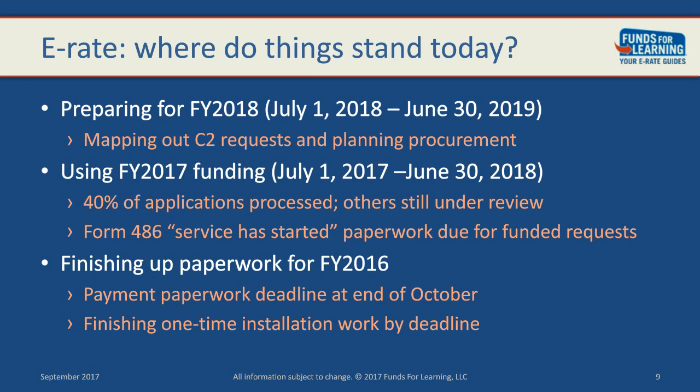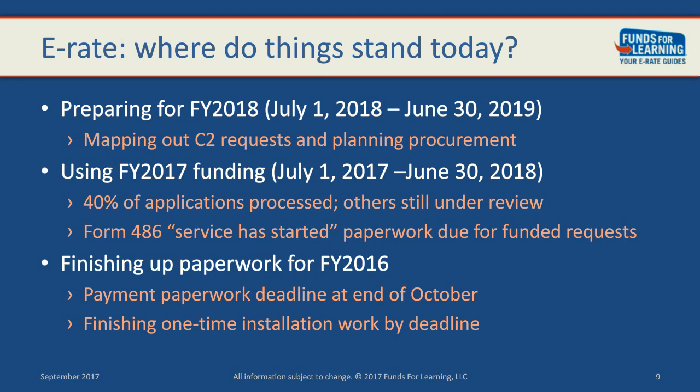Meanwhile, we are in the midst of the 2017 funding year. So that officially kicked off last July. It extends through June 30th for recurring services. And many of you, about 40% of applications, have received funding commitments already. And if so, there are additional steps, payment paperwork that needs to be submitted and completed, and others, of course, are still under review. If you're in that camp, if you've got an application for 2017 that is still under review, don't worry, you're not alone.